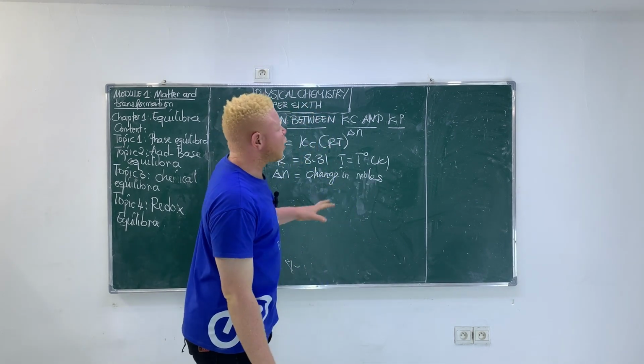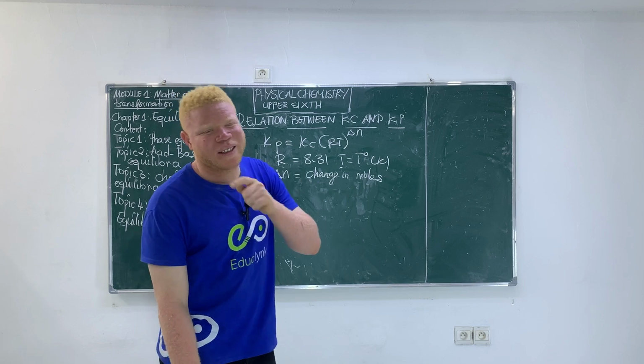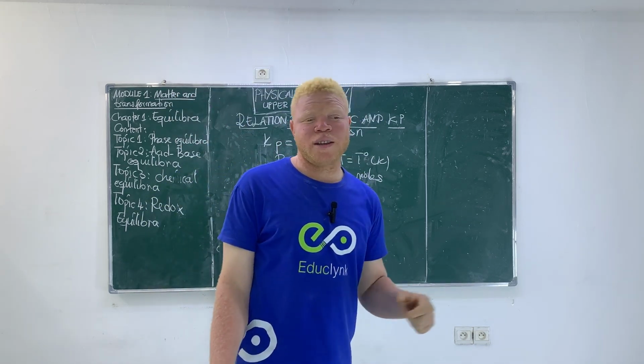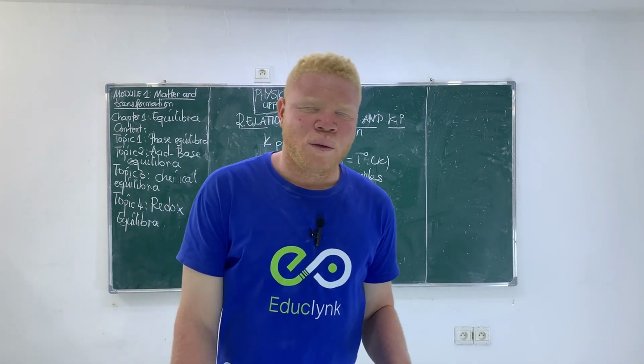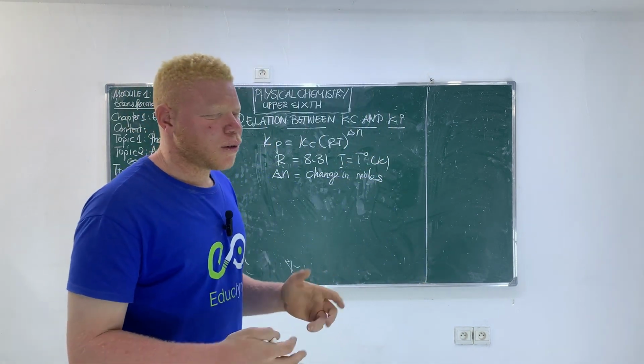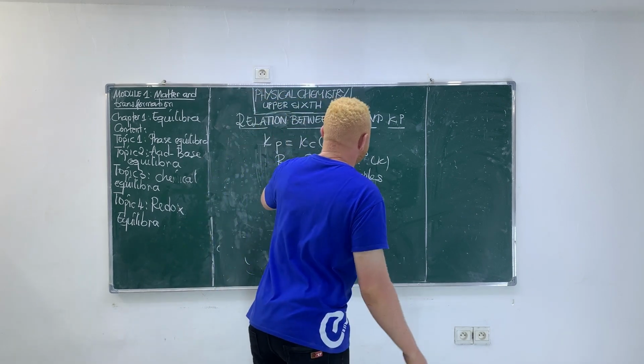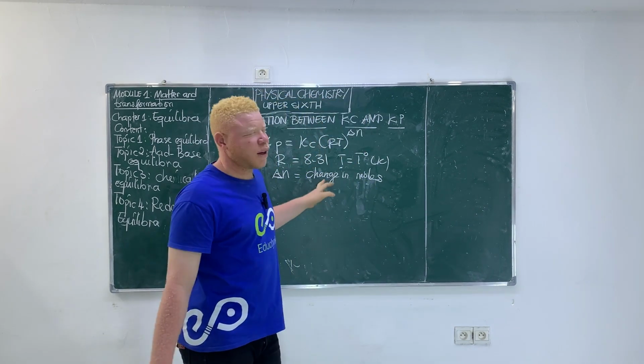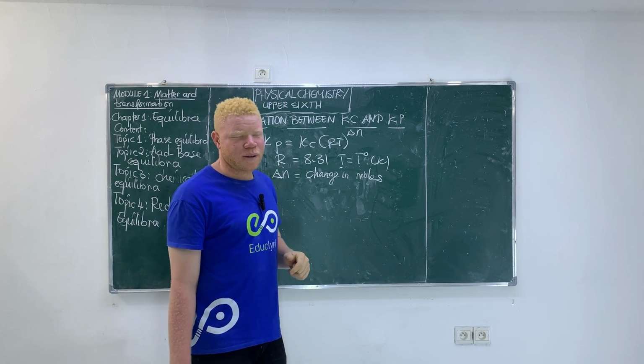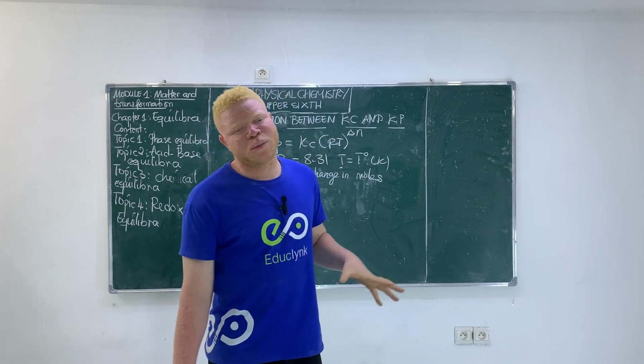So what does that mean? They can give you a reaction where they give you a case. They ask you to find Kp, but they don't actually give you the concentration. But if you know the temperature and the change in moles, you will be able to calculate Kp. So let's take a typical example.